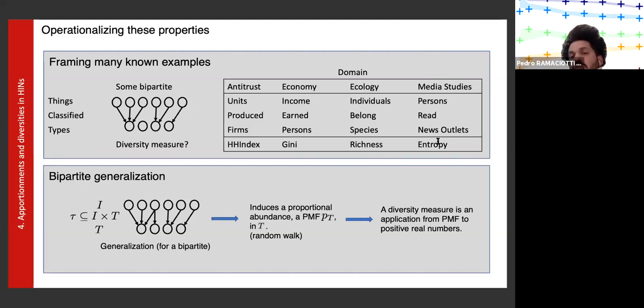Or in computational social sciences, you would normally have the entropy of the distribution of reads of different news outlets, for example. So in a more general sense, you have items classified into types, and that induces a probability mass function on the types. Diversity measures are functions that take this probability mass function and produce an index, a diversity index.